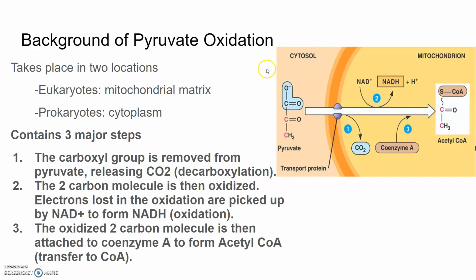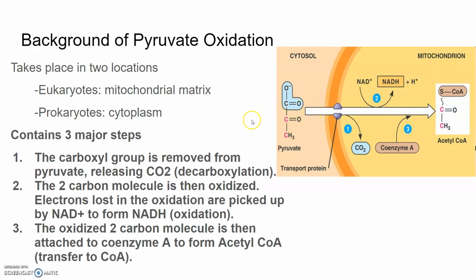Going over pyruvate oxidation, we can see this taking place in the mitochondrial matrix in eukaryotes and the cytoplasm in prokaryotes. When looking at the pyruvate oxidation process, we can see that it is broken down into 3 main steps, as you can see here.